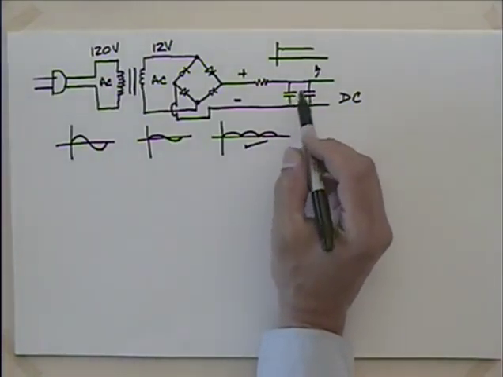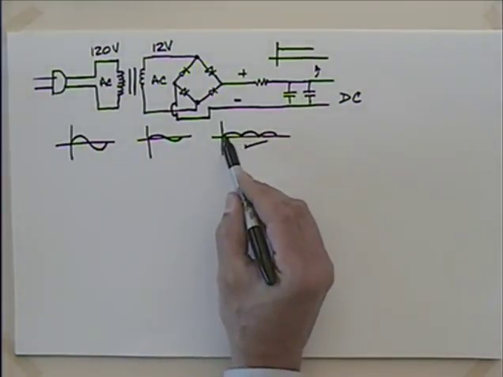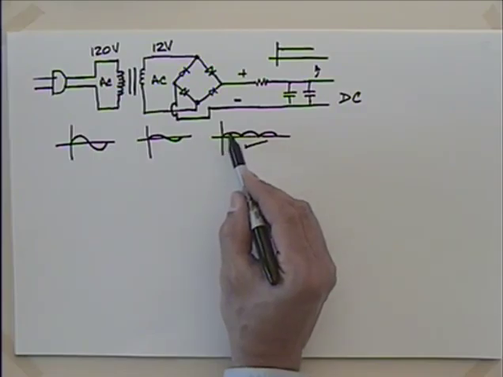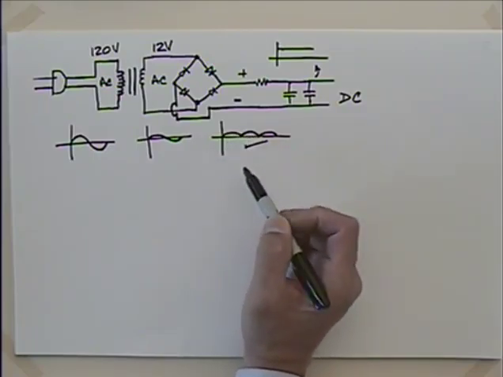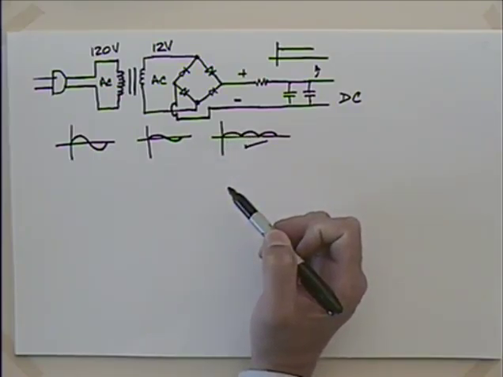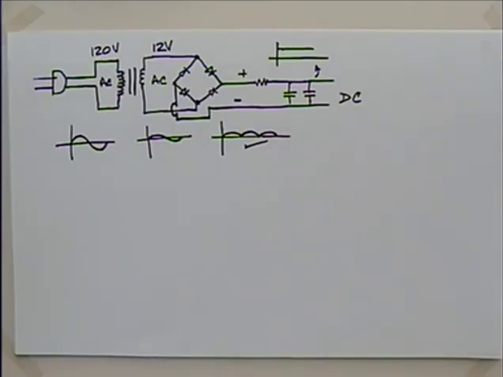Well, what the capacitor is going to do is it's going to collect over these low points and discharge at the high points. Okay, so that'll smooth it out. And a lot of power supplies have big capacitors. Okay, so let's see what we got going here.